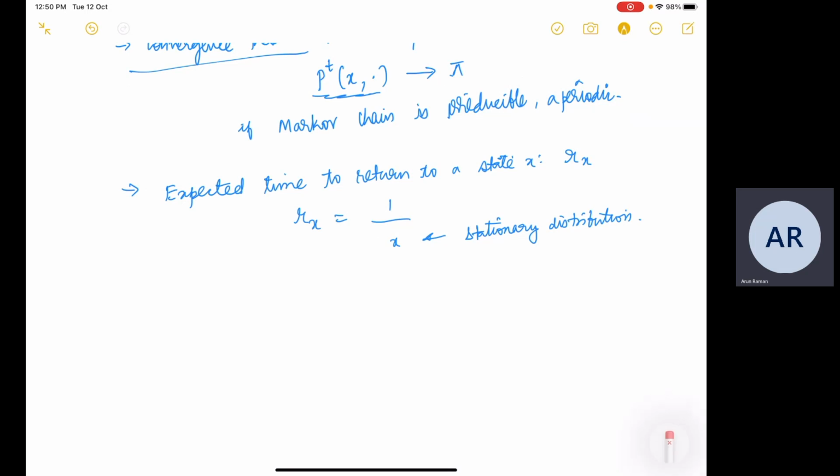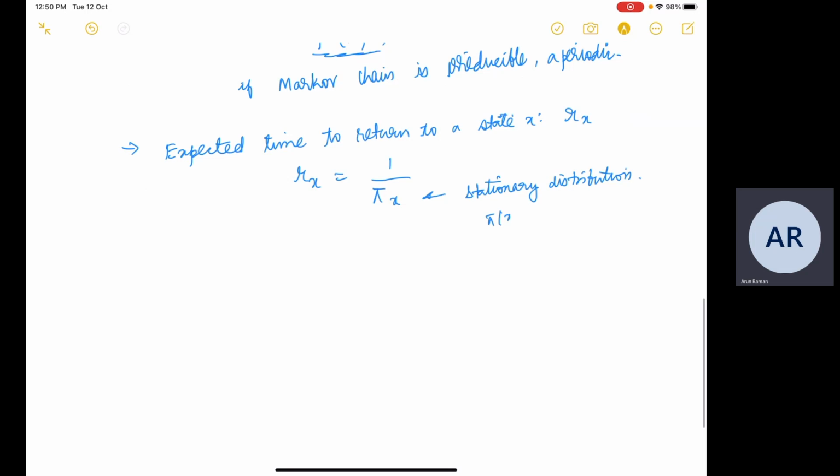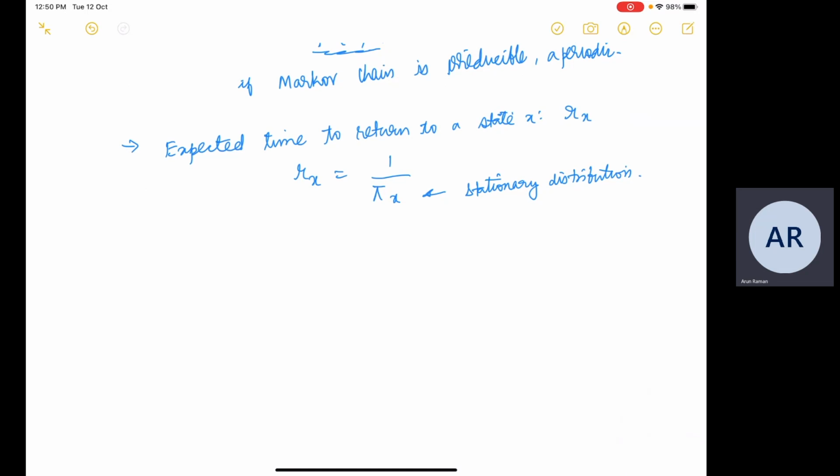So the stationary distribution corresponding to state X. We should have written pi of X, but just for notational simplicity, we will not. We will not look at the formal proof. I think it involves the law of large numbers or something, but let's just look at the intuition.